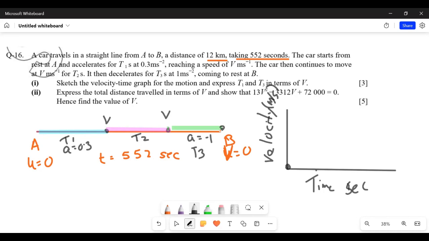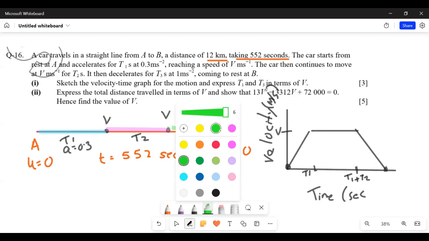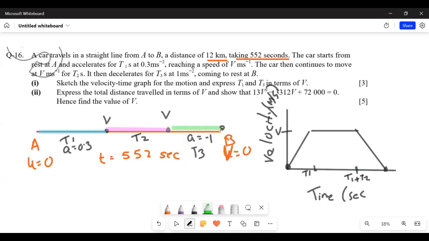Then at time T1, let's call this T1. Okay, at time T1, the velocity is V. It stays at this speed for T2 seconds. So that means this time would be T1 plus T2, because from here to here is T2. So the time at the end of the second part is T1 plus T2. And then it comes to rest again. So make it drop like this. And this time is T3. So the total time will be T1 plus T2 plus T3.